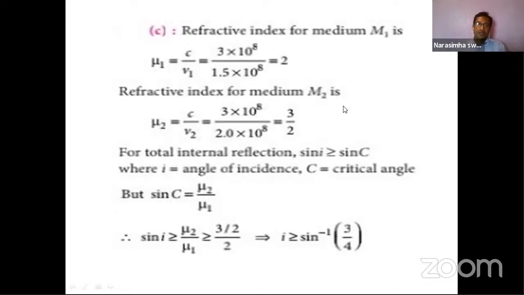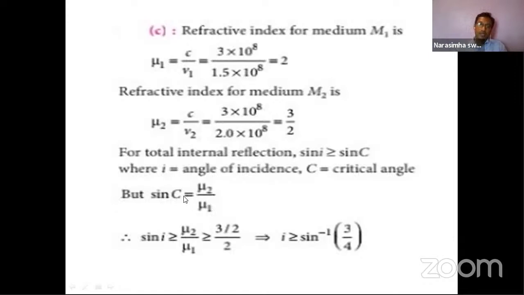The refractive index of the first medium we got is 2. For the second medium, the same procedure, C by V2, so 3 by 2.5, which is 6 by 5. Now for total internal reflection, don't forget this relation: sin I is greater than sin C, where I is the angle of incidence and C is the critical angle, and we know sin C is equal to mu 2 by mu 1. So we have the two values.